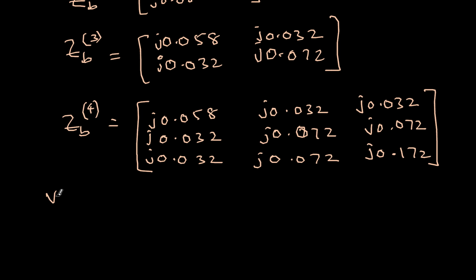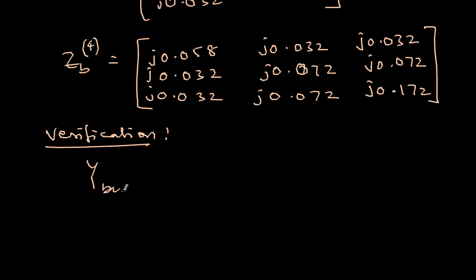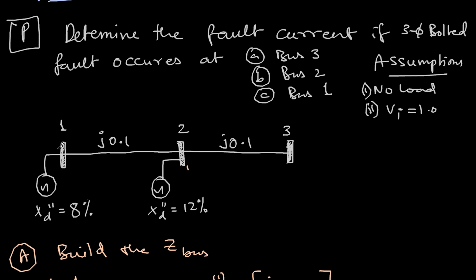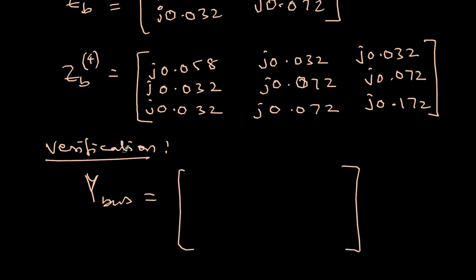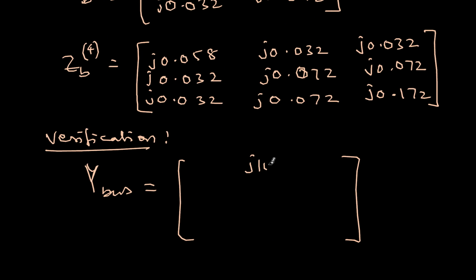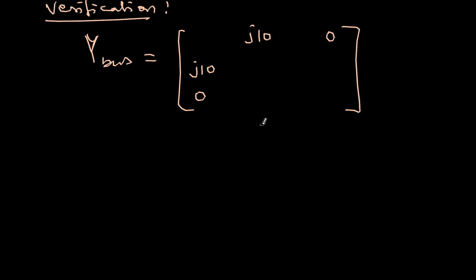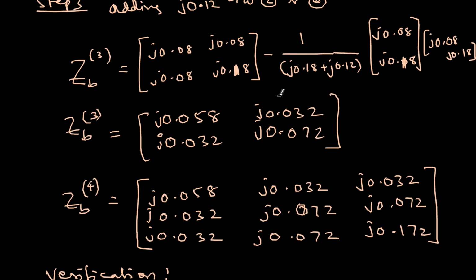So let's do quick verification just to be sure, double check. First I will form the Y bus and then invert it. So this is what we are most familiar with. So how to form Y bus? Between 1 and 2 minus J10. So that will be J10. Between 1 and 3 nothing. So this I will copy it here. Between 2 and 3 also minus J10. So it will be J10 here. And then J10 here.